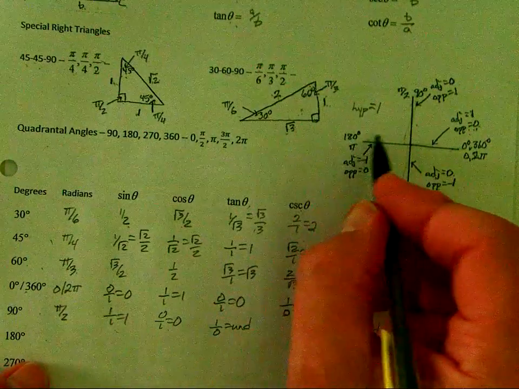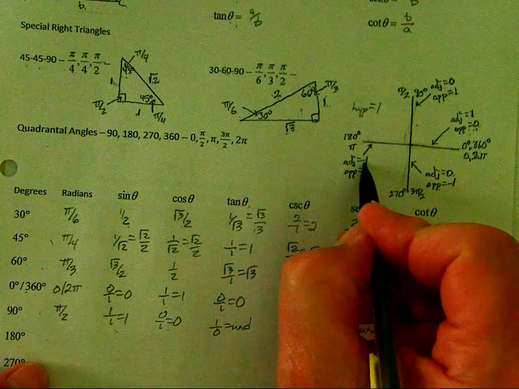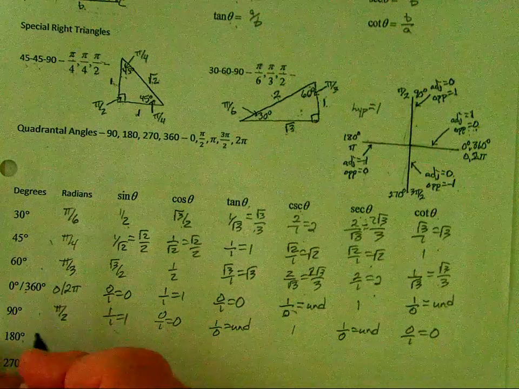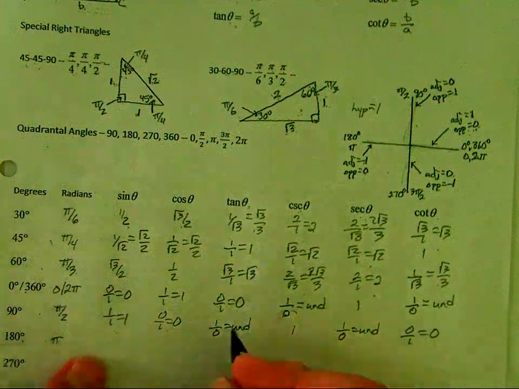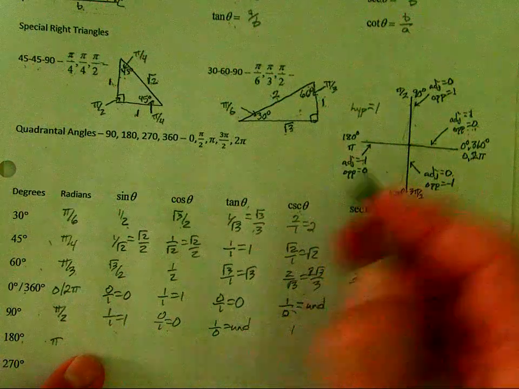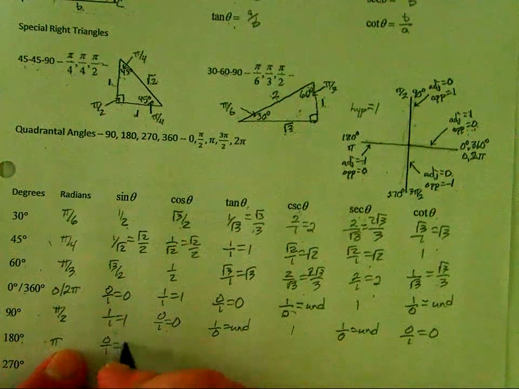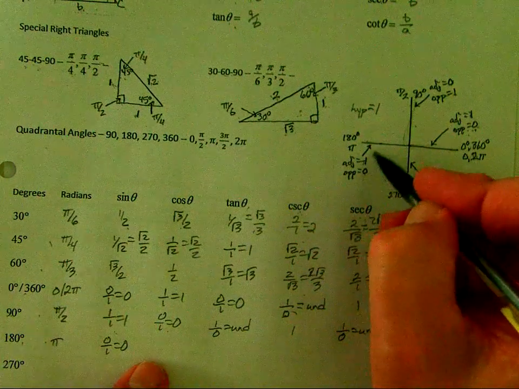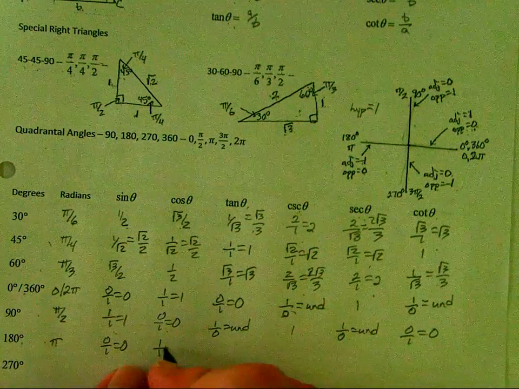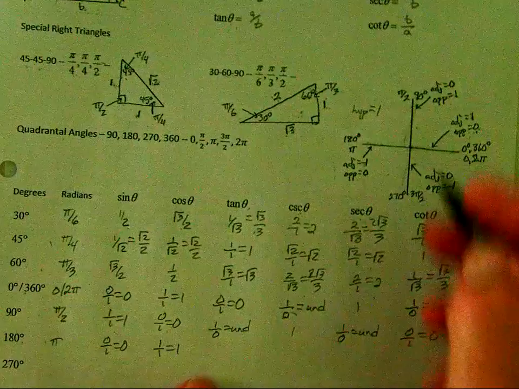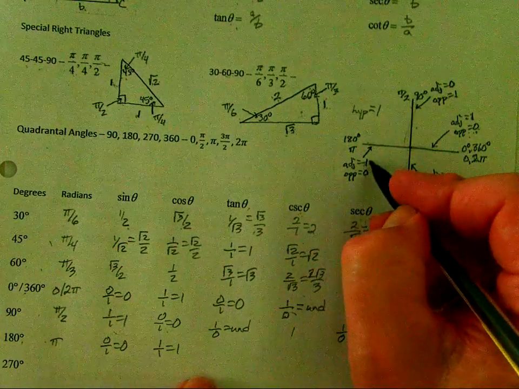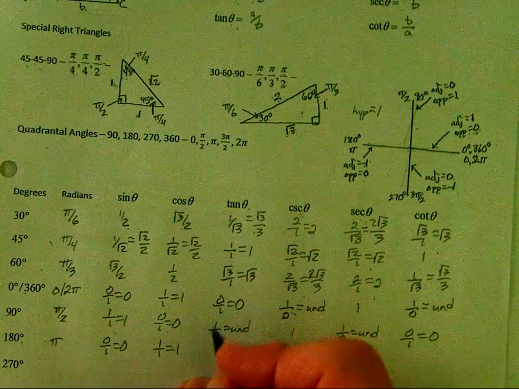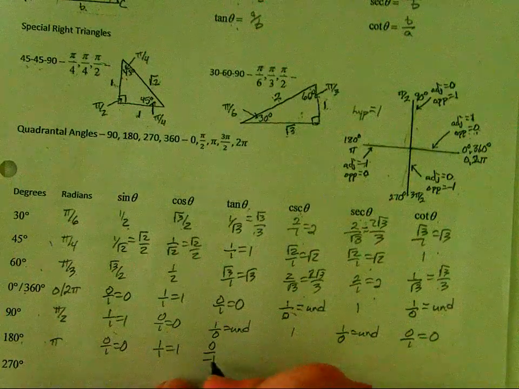180. Well, over here at 180, the adjacent is negative 1, the opposite is 0. We know 180 is the same as pi. The sine would be opposite over hypotenuse, 0 over 1, which is 0. The cosine would be adjacent over hypotenuse, which is 1 over 1. The tangent is opposite over adjacent, which is 0 over negative 1.